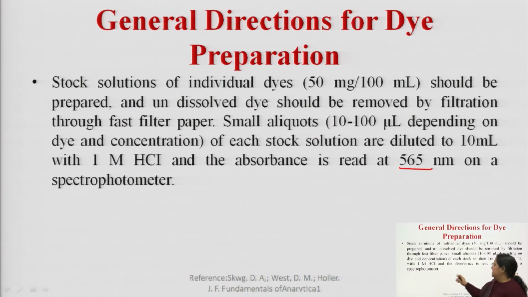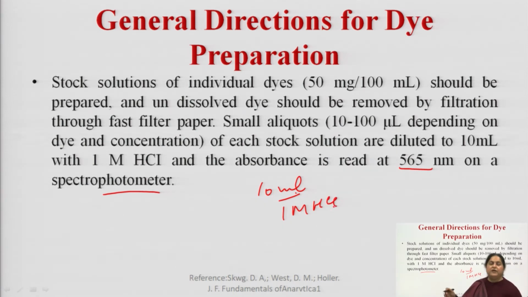ठीक है। तो हमने क्या किया, स्टॉक सोल्यूशन बनाए डाइस के, वाइड रेंज वाले, इन अ कंसंट्रेशन ऑफ 50 मिलीग्राम्स पर 100 ml, and from that small aliquots of 10 to 100 microliters were taken from each stock solution and they were diluted to 100 ml, ठीक है। तो एक 100 ml solution हमने बना लिया सब डाइज का with 1 molar HCl, and we have taken up the absorbance at 565 nanometers spectrophotometrically.